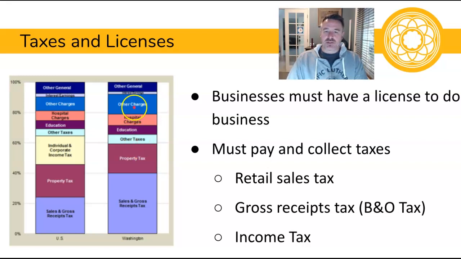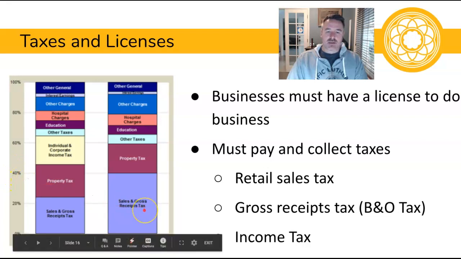And then there's other fees and charges. But you can see just how reliant we are. 40% of Washington's government revenue comes from the sales and gross receipts tax. So when we have a recession, the state of Washington is much more susceptible to that than other states that also have these other sources of revenue.